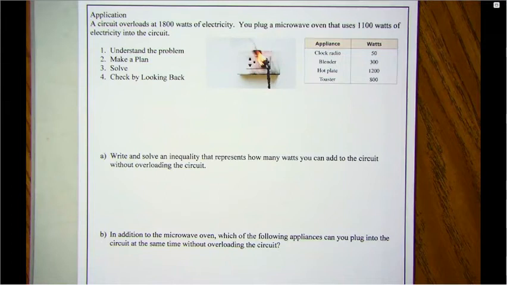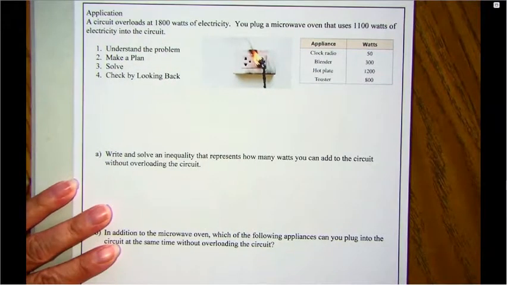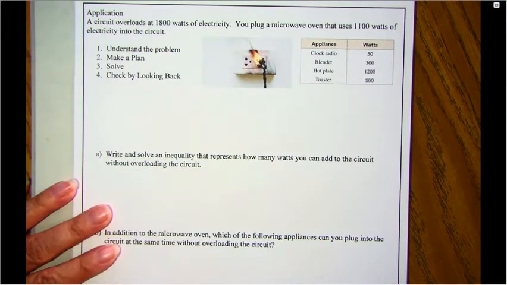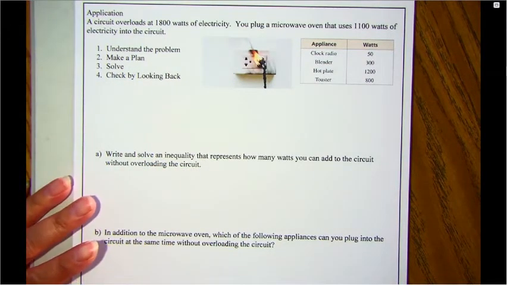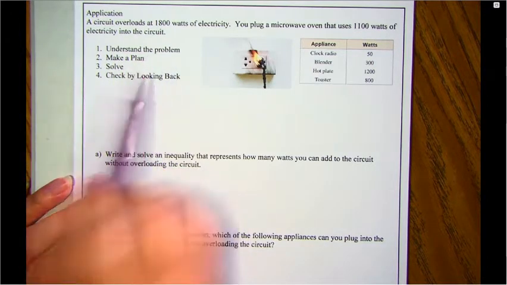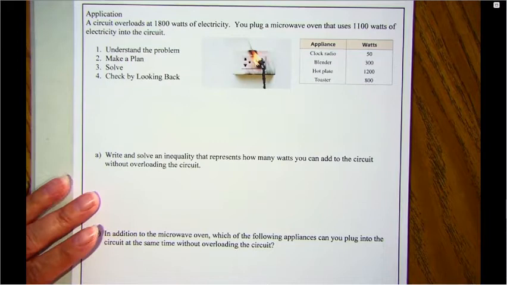Let's look at an application problem, where you're applying the knowledge of inequalities. A circuit overloads at 1800 watts of electricity. You plug a microwave oven that uses 1100 watts of electricity into the circuit. Before we do anything, we want to make sure that we understand what's going on in the problem. We want to make a plan, like coming up with the verbal representation of the problem in words. We're going to solve it, and then we're going to check by looking back at our work.